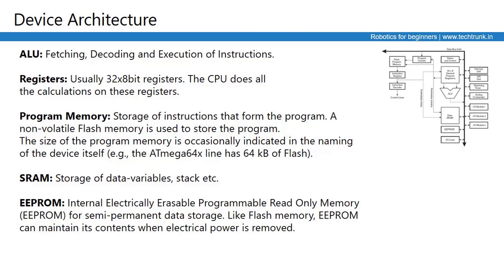Another component is static RAM, that is static random access memory, that is used for storage of data variables, temporary variables, stack, etc. Another important unit of a microcontroller is EEPROM, that is electrically erasable programmable read-only memory. It is used for semi-permanent data storage like flash memory. EEPROM can also maintain its contents while electrical power is removed. So this is the basic idea of device architecture, which consists of the ALU, the registers, the program memory, the static RAM, and the EEPROM.